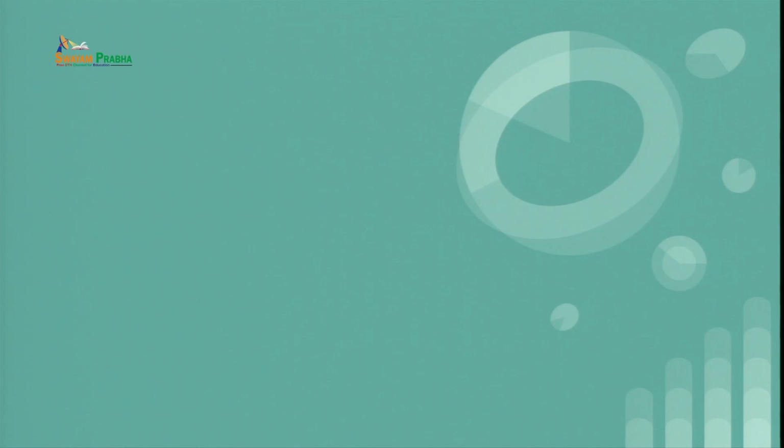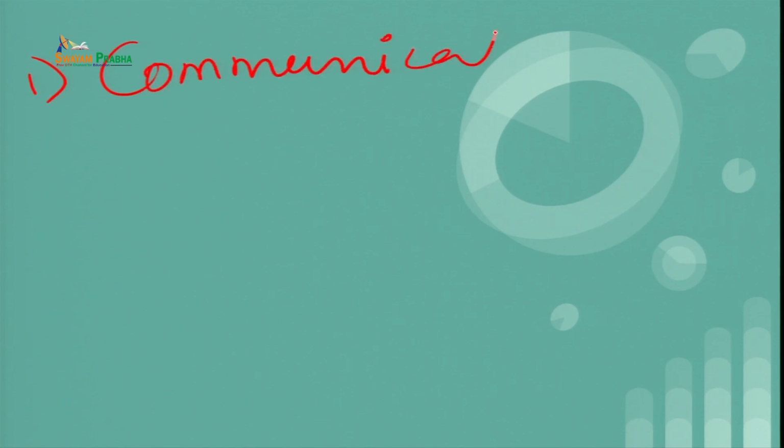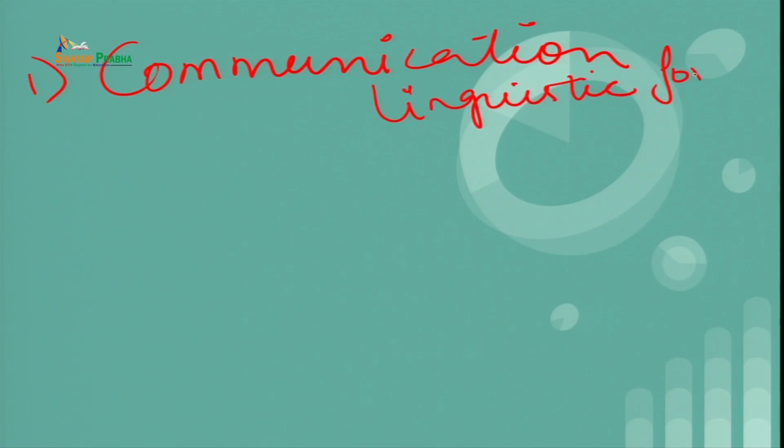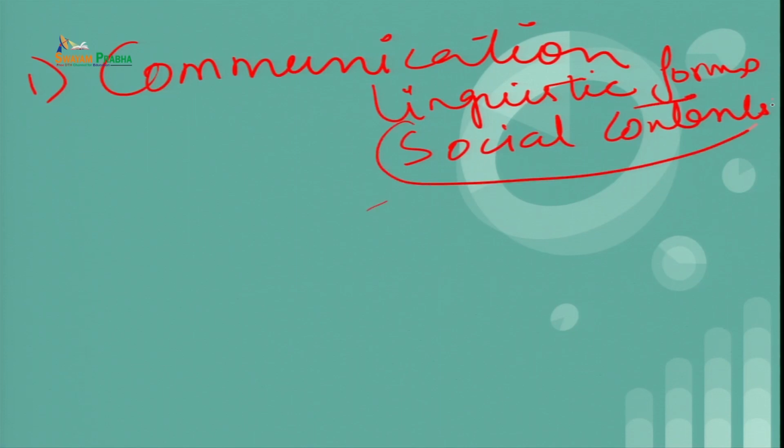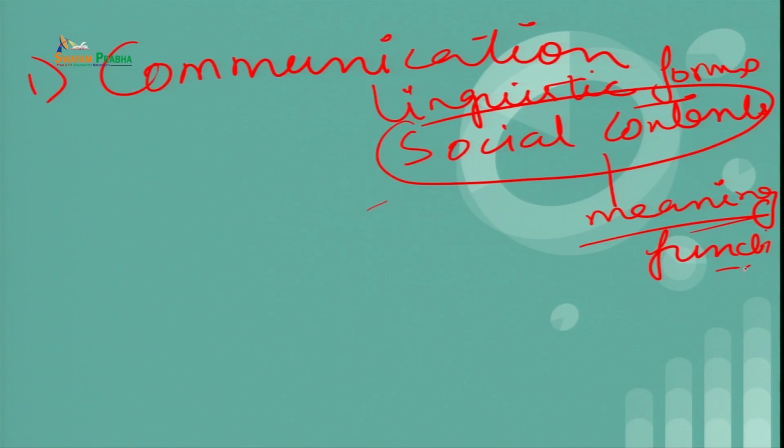So I'm using this slide to help you understand the key points. First point: what are the goals of teachers who use communicative language teaching? The goal is to enable students to communicate in the target language. So here communication is the key area on which the teachers and the students are supposed to work. To do this, students need knowledge of linguistic forms and also social context, which means that they should know the meaning and the function. So our focus is not only on forms but also on meaning and functions.